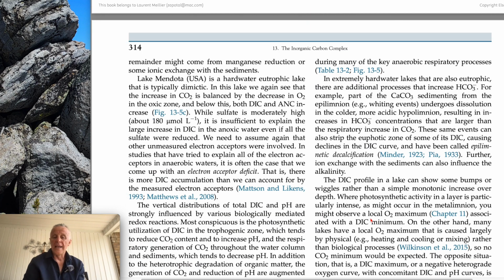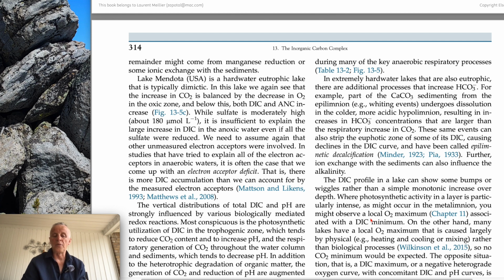Lake Mendota is a hard water eutrophic lake that is typically dimictic. In this lake, we again see that the increase in CO2 is balanced by the decrease in oxygen in the oxic zone, and below this, both DIC and ANC increase. While sulfate is moderately high, about 100 micromoles per liter, it is insufficient to explain the large increase in DIC in the anoxic water, even if all the sulfates were reduced. We need to assume again that other unmeasured electron acceptors were involved.